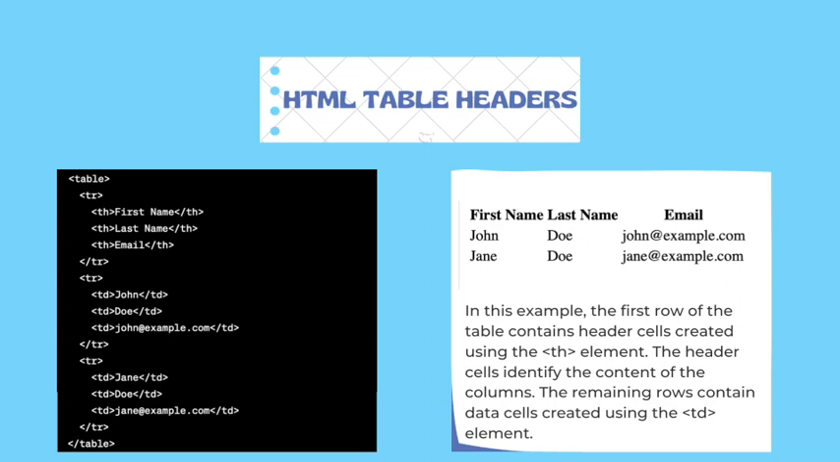So let us see the code for HTML table headers. Table, tr, th first name, th close, th last name, th close, th email, th close, tr close, and following is the content of the table. And finally we are closing the table tag. Here is the output on the right side of our slide, where first name, last name, and email are in bold letters, specifying they are the header of the table. In this example, the first row of the table contains header cells created using the th element. The header cell identifies the content of the column. The remaining rows contain data cells created using the td element.